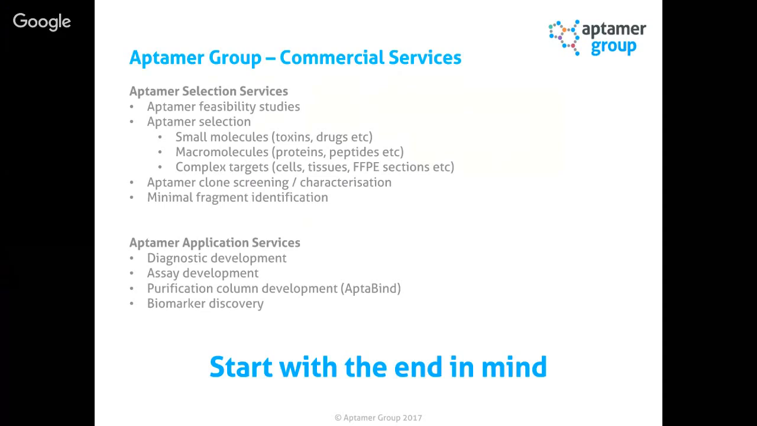So we have several different processes in-house depending on the nature of your target. So our small molecule selection process is different from our protein target selection process, which is indeed different again from our targets of complex natures like cells or tissues or even FFPE sections. Essentially, whatever you can think of, we can probably generate you an aptamer against it.